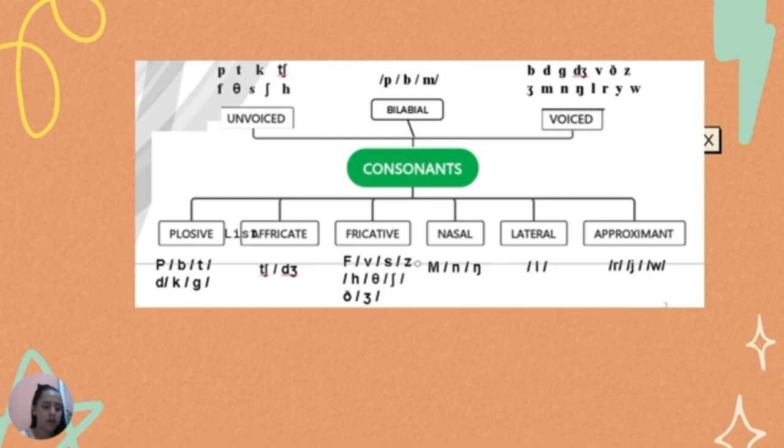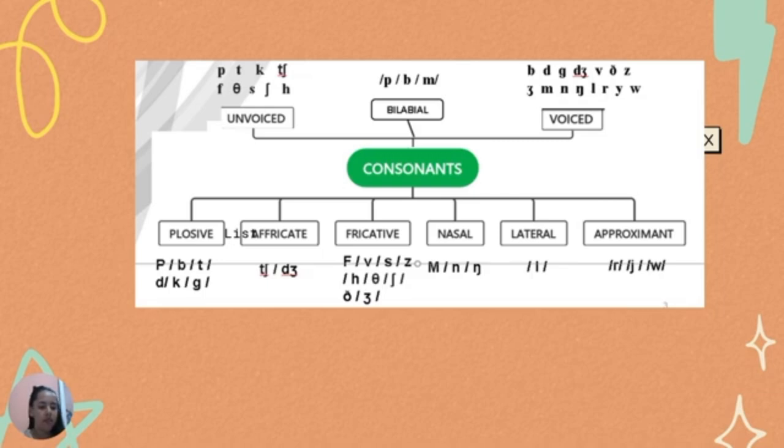Number one, plosive. In this pronunciation, the air is blocked and then released. Example, pen. Number two, affricate. Here we block the air and release it with friction. Example, change. Number three, fricatives. It is produced when air passes through a narrow opening in the mouth. Example, think. Nasal. It is called nasal because it is produced when air comes out through the nose instead of the mouth. For example, nine.